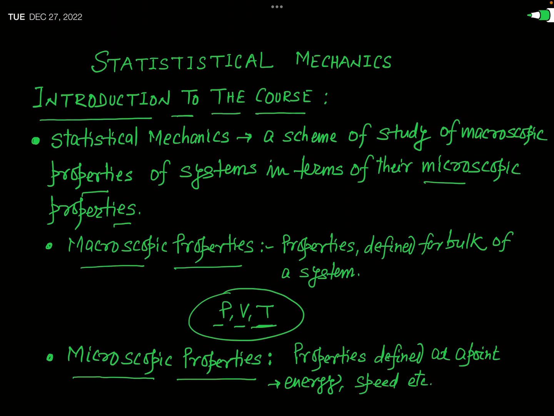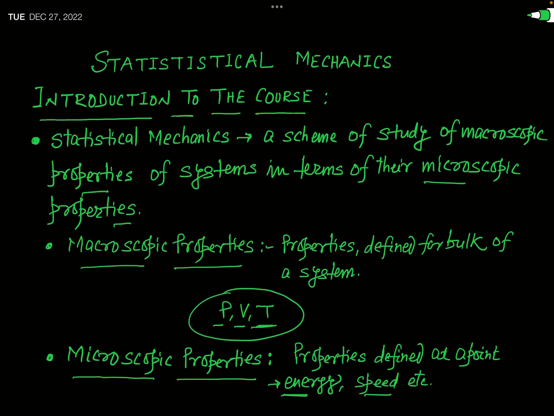On the other hand, when you talk about the microscopic properties of a system, that means the properties which are defined for a point, or at the molecular level, atomic level, microscopic level. For example, energy and speed are microscopic properties. Why? Because we define the energy of a particle, energy of a molecule, energy of an atom, energy of an electron, energy of a proton. So energy is defined for a particular particle or a particular point, and similarly you talk about the speed of the nth particle, speed of the ith particle. So these are the microscopic properties.